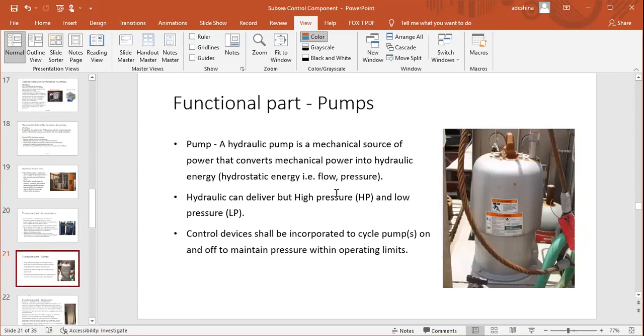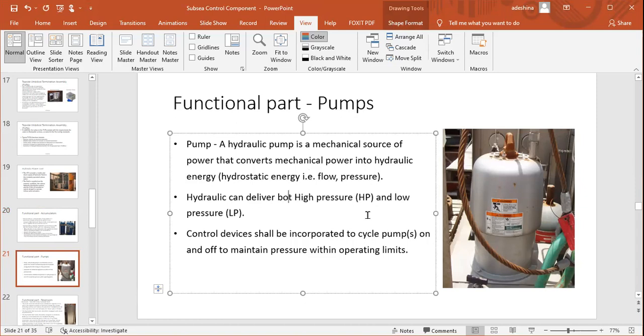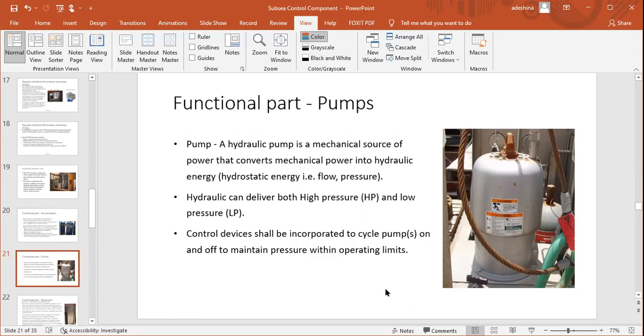So another functional part of our HPU is what we call the pump, and this is what the pump looks like. Hydraulic pump, which provides mechanical source of power to convert our mechanical power into hydraulic energy. That is hydrostatic energy, i.e. flow, pressure, etc. Hydraulic can deliver both, let me correct that, both high pressure and low pressure capabilities. And it can help us control our devices, okay, with what we call off and on pressure within operating limits.